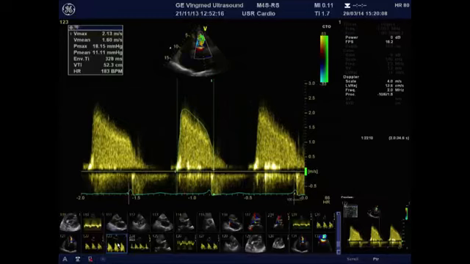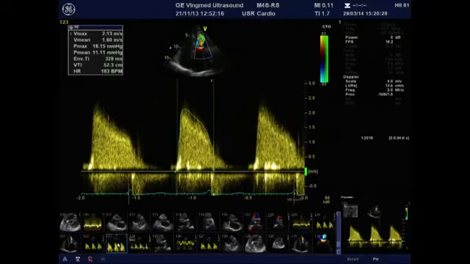We can measure the pressure gradient across the mitral valve, which in this case is around 11 millimeters of mercury. And we should remember that this measurement is not sufficient for assessing mitral valve disease because it's highly flow dependent. So we will also have to measure the mitral valve area to be confident in the severity of mitral valve disease.